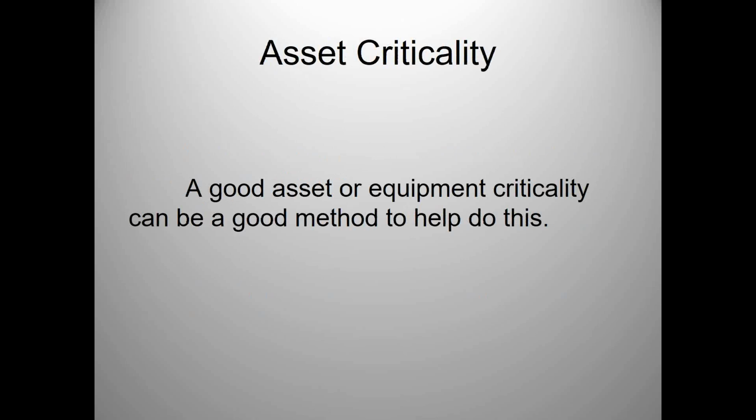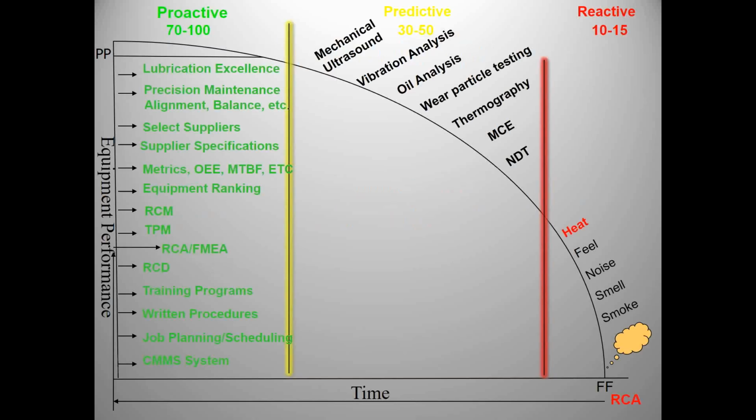But a good asset equipment criticality can be a good method to help us do this. It helps us look at all these factors, and that's what we'll talk about as we go through these slides today. What are some of these factors that we really need to understand when we do an asset criticality? A customer of mine in Canada said they did their asset criticality, but they just did it with maintenance people looking at one factor: what can fail to cause us to be down. Well, there are other factors we need to look at.